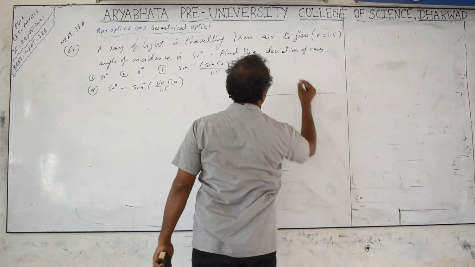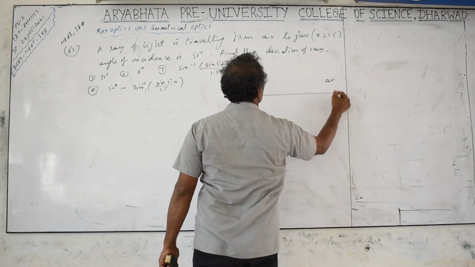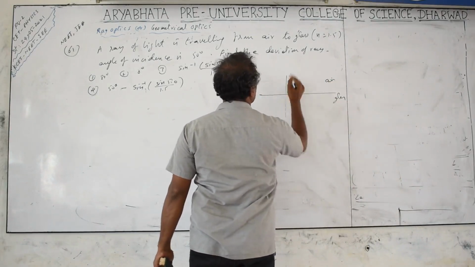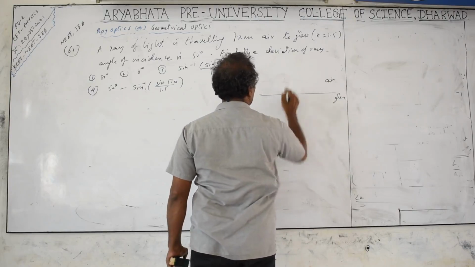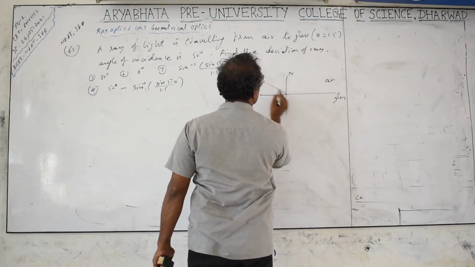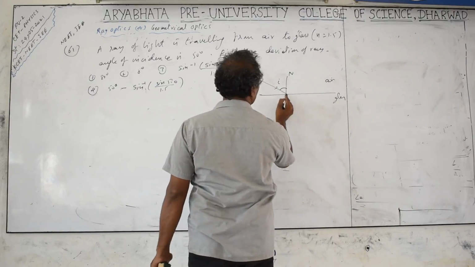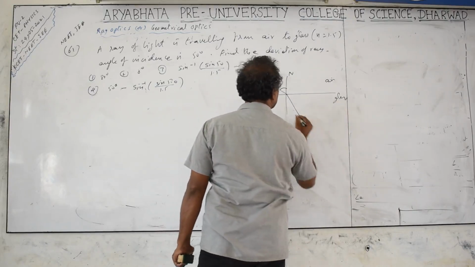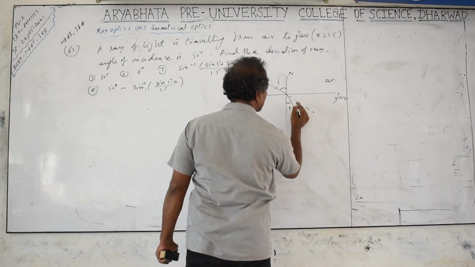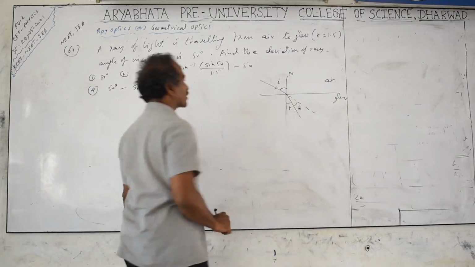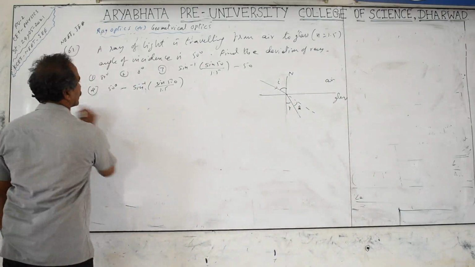Light is traveling from air to glass. This is the normal. The light ray is incident at this angle of incidence I. It deviates towards the normal because it is going into a denser medium. This is R. It was supposed to go straight, so this is going to be the deviation. D is nothing but equal to I minus R.